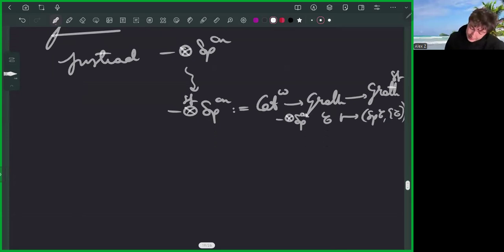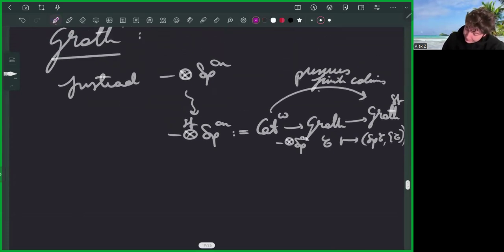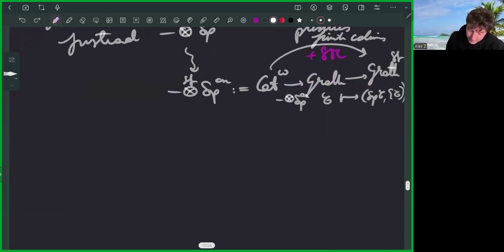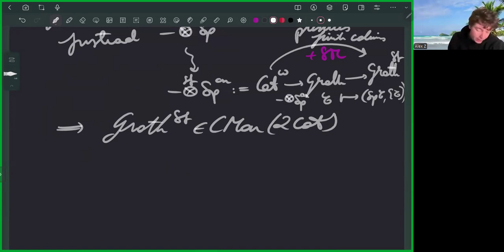Right? And so this functor again preserves finite colimits, and plus is symmetric monoidal. You can also show this because this thing here is symmetric monoidal and this thing is symmetric monoidal. And in particular, what this will induce, in the same manner, is that Groth ST will be a commutative monoid object in 2Cat, so a symmetric monoidal 2 category.